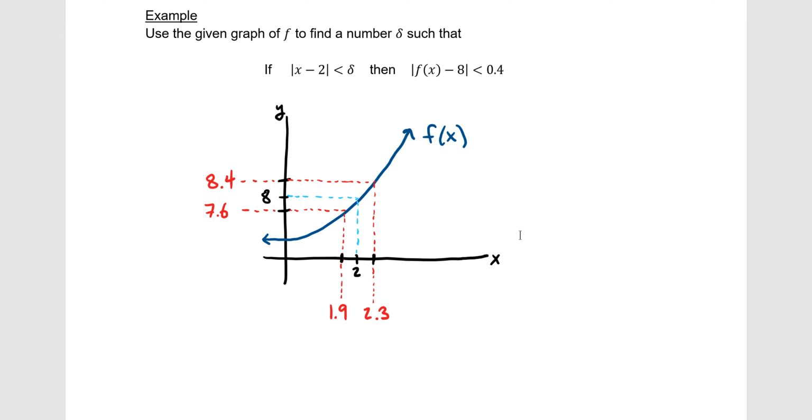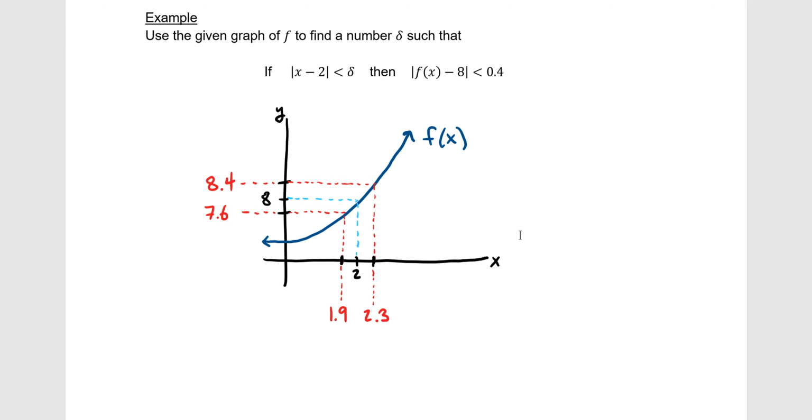Okay, so let's do one more example here. Let's use the given graph of f to find a number delta, such that if the absolute value of x minus 2 is less than delta, then the absolute value of f of x minus 8 is less than 0.4. So this one is a lot easier. We're just trying to find a number delta this time, and we're given the graph, which is great. We are not given the function itself. We're just told it's f of x, but we're given the a value, the limit value, and epsilon, and what makes it easy is that we're actually given these values right here on the x-axis.